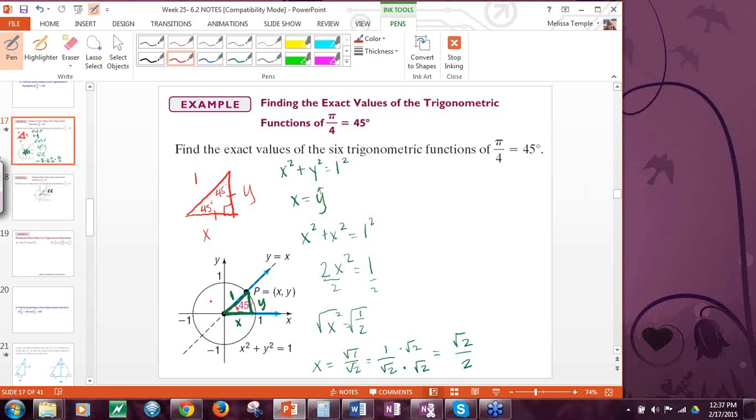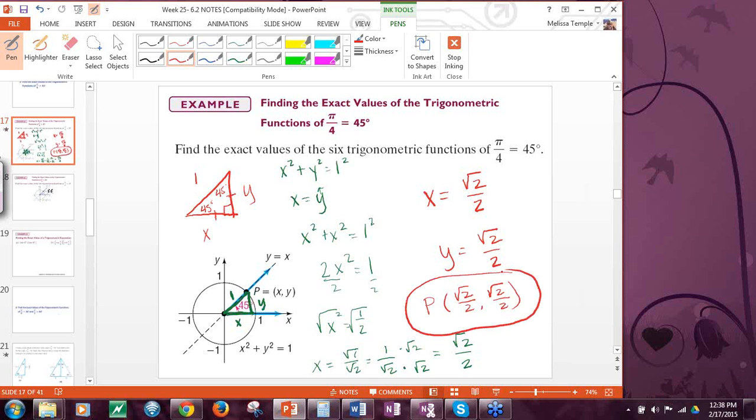Very good question. So, solving for x, we said x is equal to the square root of 2 over 2, which means y must also be equal to the square root of 2 over 2. So my point, when my angle is at 45 degrees, or at pi over 4 radians, is the point (square root of 2 over 2, square root of 2 over 2). That's my answer. That's what I'm looking for in this case.